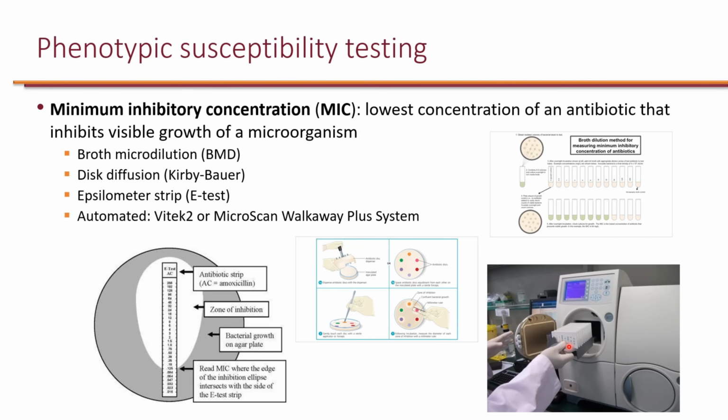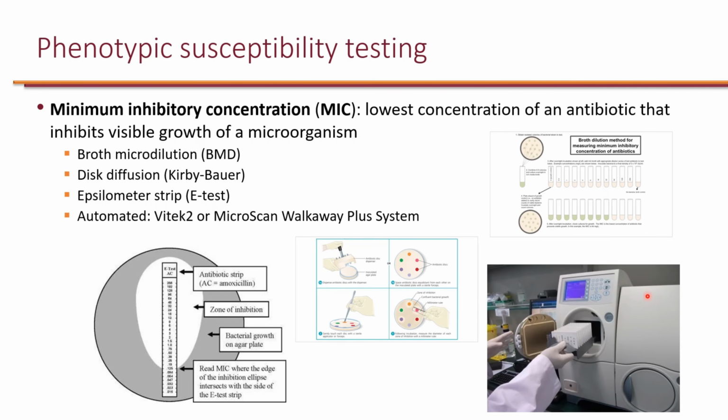So there are these cartridges that you put in, and you just run the machine, and it may take some time for the machine to run. And then, in a matter of an hour or so, it will actually give you MICs. So then you can get your MIC and interpret it as susceptible, intermediate, or resistant. And these automated systems are most commonly used for the majority of the samples.